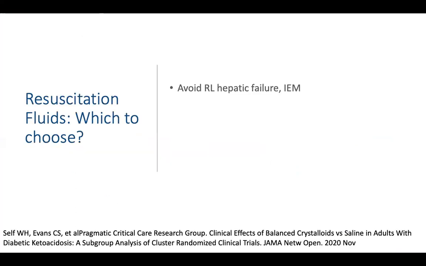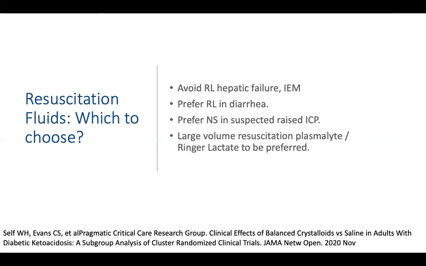So if you have a child in shock, whom you are suspecting of hepatic failure or an inborn error of metabolism, avoid using Ringer lactate. If your child has diarrhea, prefer Ringer lactate, because in diarrhea, bicarbonate is lost in the stool. So it's always better to use Ringer lactate, because in Ringer lactate, the lactate acts as a source of bicarbonate. If you have a child with suspected sepsis with meningitis or encephalitis, that is, you're suspecting a raised ICP, it is always preferable to use normal saline so that the sodium remains on the higher side and takes care of the cerebral perfusion also. And whenever you require a large volume resuscitation, it is preferable to use a balanced solution.